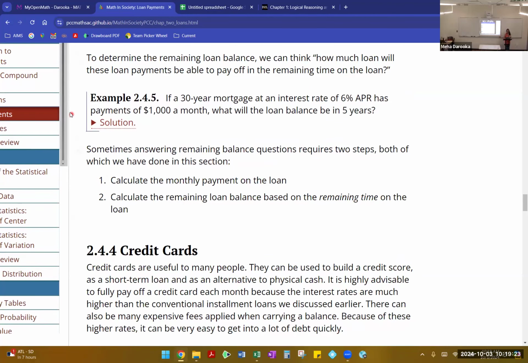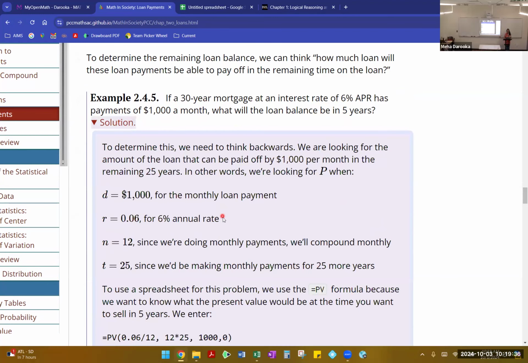Okay, let's take a look at an example. So if we have a 30-year mortgage, at an interest rate of 6% APR, and our payments are $1,000 a month, after 5 years, what will be the loan balance? Alrighty.